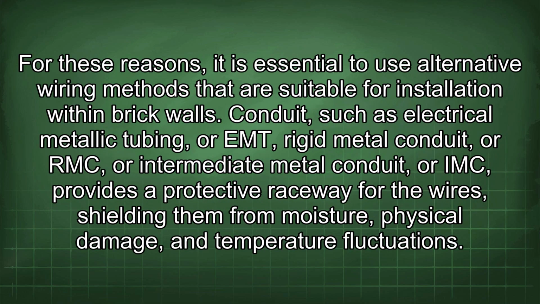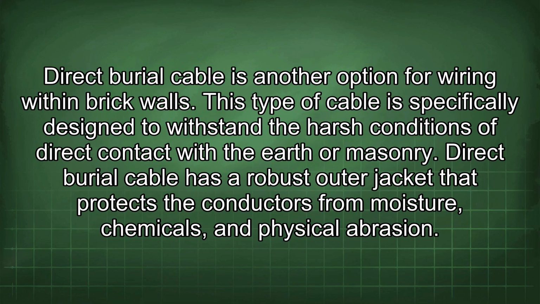For these reasons, it is essential to use alternative wiring methods that are suitable for installation within brick walls. Conduit, such as electrical metallic tubing, or EMT, rigid metal conduit, or RMC, or intermediate metal conduit, or IMC, provides a protective raceway for the wires, shielding them from moisture, physical damage, and temperature fluctuations. Direct burial cable is another option for wiring within brick walls. This type of cable is specifically designed to withstand the harsh conditions of direct contact with the earth or masonry. Direct burial cable has a robust outer jacket that protects the conductors from moisture, chemicals, and physical abrasion.